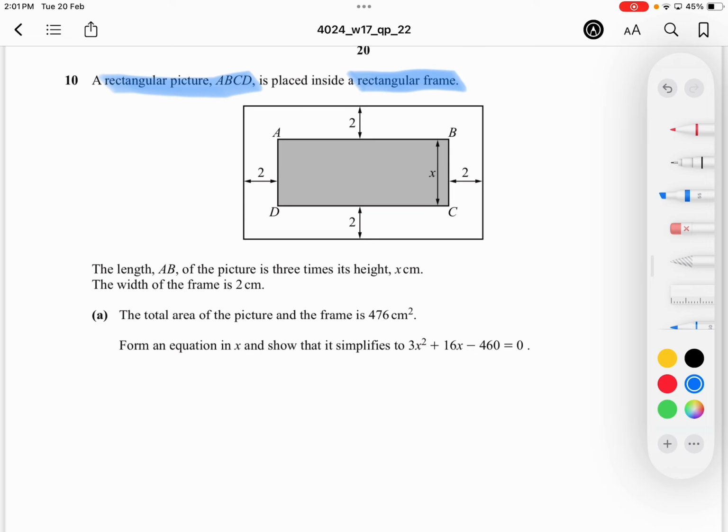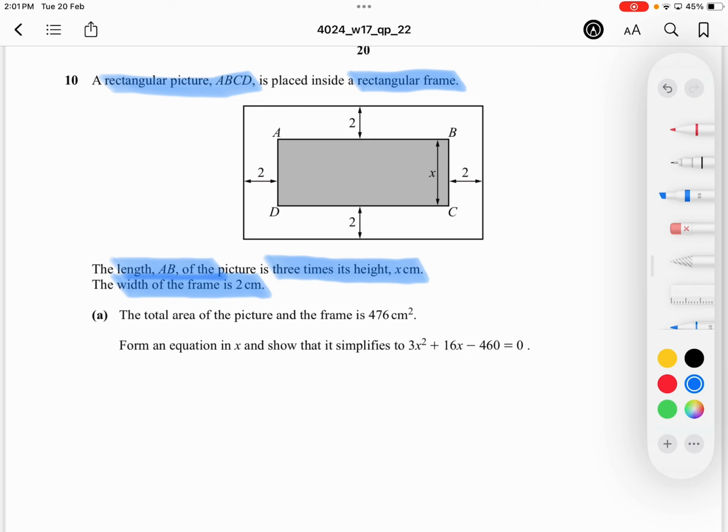Remember the first starter that teacher gave, how many shapes do you see? By right, you should see two shapes. One big rectangle and one smaller rectangle. Okay? But not only that, in this question, it also gives the length AB is 3 times its height, which is labeled as X. The width of the frame is 2 cm.